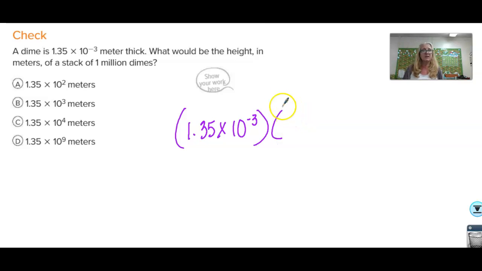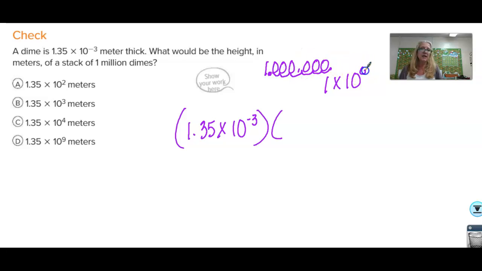But we need 1 million in scientific notation. So let's write out 1 million. There we have a million. How would we write it in scientific notation? It would be 1 times 10 to the what? Well, the decimal starts here and it has to end here. How many places does it move? 1, 2, 3, 4, 5, 6 places, and it's a large number, so it's a positive 6. So we have 1 times 10 to the 6th power.